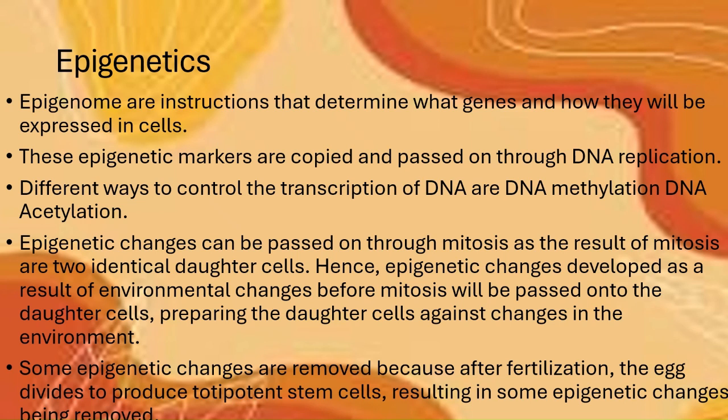So epigenetic changes can be passed on through mitosis, as the result of mitosis is two identical daughter cells. Hence, epigenetic changes that develop as the result of environmental changes before mitosis will be passed on to the daughter cells, preparing them against changes in the environment. Some epigenetic changes are removed because after fertilization, the egg divides to produce totipotent stem cells, resulting in some epigenetic changes being removed.